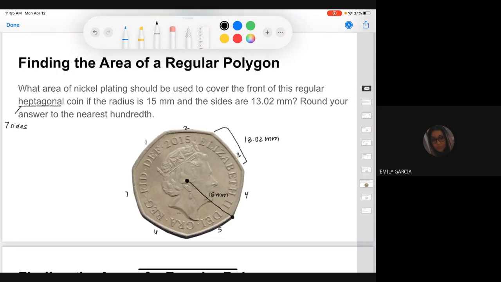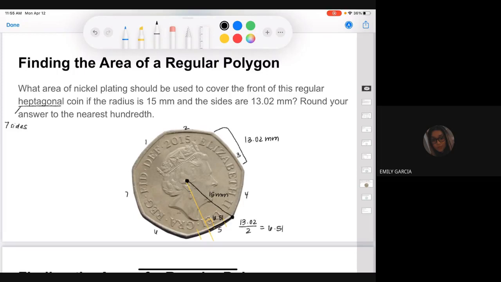So how do I find my A? Well, I know that my apothem is a perpendicular bisector to one of my sides. So that means it would meet it at 90 degrees. But because it's a perpendicular bisector, it takes one of my sides and splits it into two congruent halves. That's the idea of a perpendicular bisector. So if I know my side is equal to 13.02, I can divide by 2 to find this missing side. And that is 6.51.